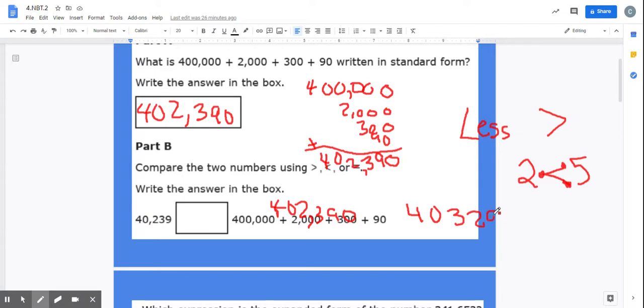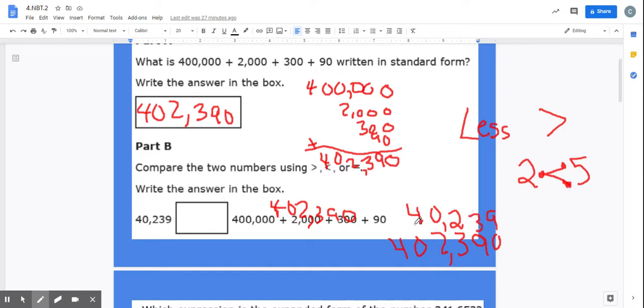So I have done the first number because it came first, so it will be on top. Going to the second number, 0 in the ones, 9 in the tens, 3 in the hundreds, 2 in the thousands, 0 in the ten thousands, 4 in the hundred thousands. But as I notice, the top number is 40,239. Oh, I inverted my numbers. I apologize. Sometimes that does happen when we write our numbers. 239.